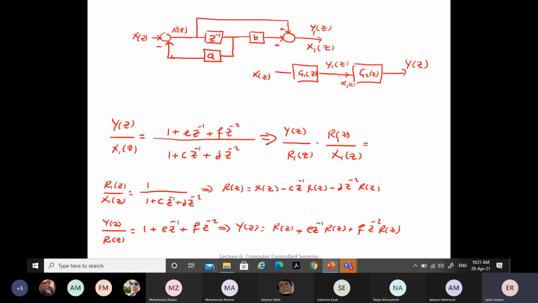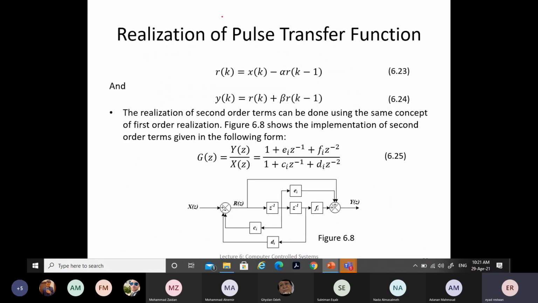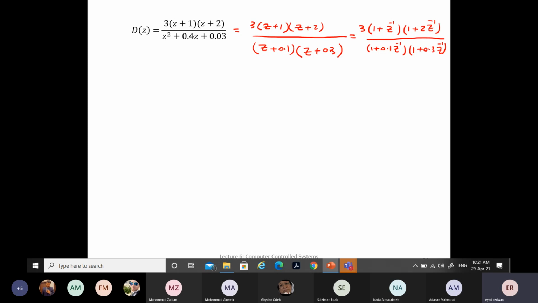so I have two first order implementations, like the one we saw a moment ago. This is the first order implementation, so I have two of them and both of them are feeding into each other. So let us again write a first order term for this and a first order term for this. So for example, if I write H of z equals Y of z, the output, over X of z, the input. I have an input to the system X of z, output Y of z, and notice I have two first order terms.